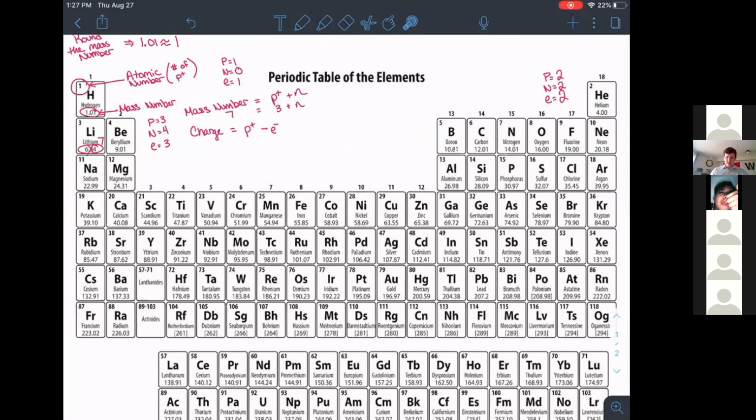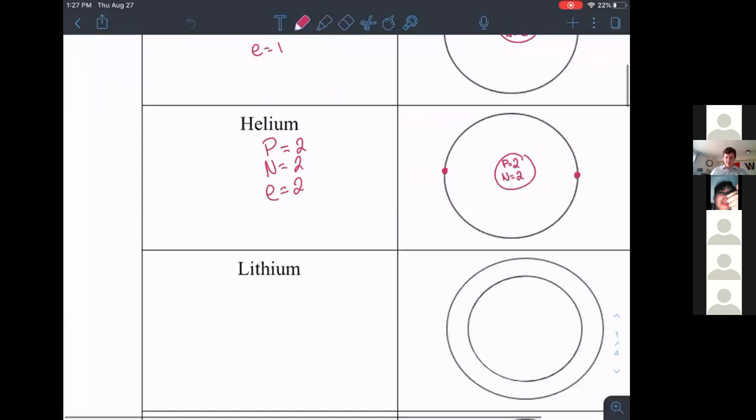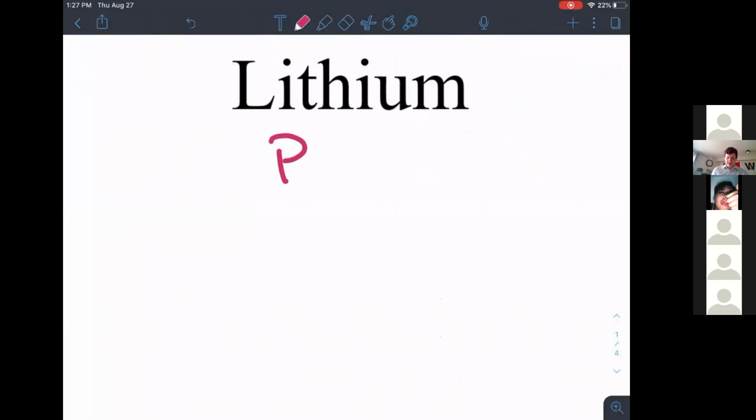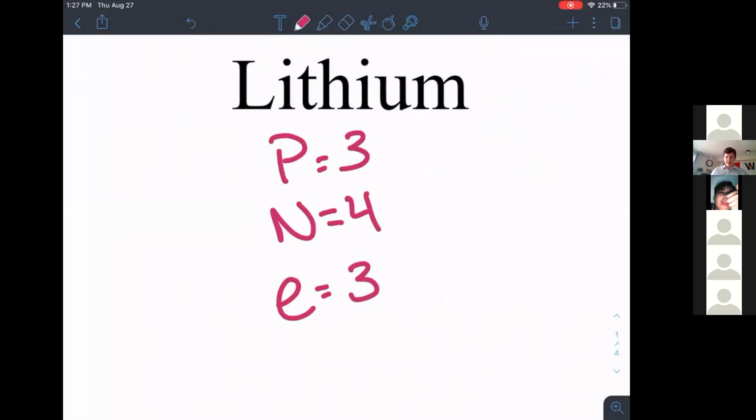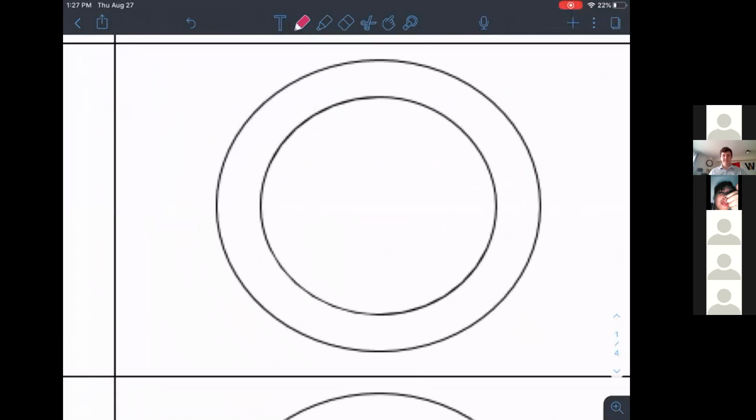Perfect. So now going back to drawing this, we're going to remember protons, neutrons, and electrons for lithium, and go back to our Bohr model. By label, my protons were 3, neutrons were 4, electrons were 3. What's the first thing I draw again? The nucleus. Perfect. And what do I put inside? Protons. And neutrons. Perfect.